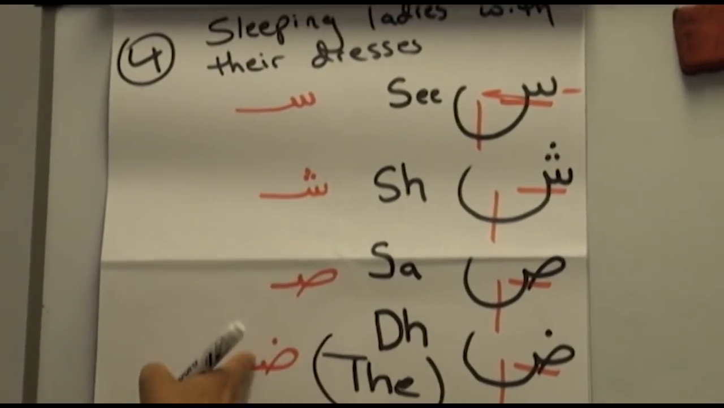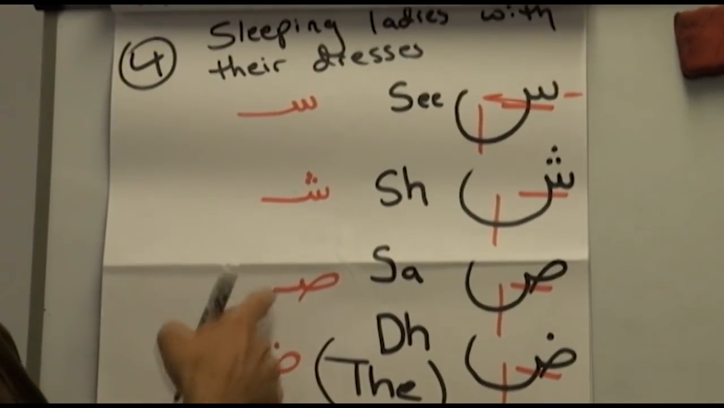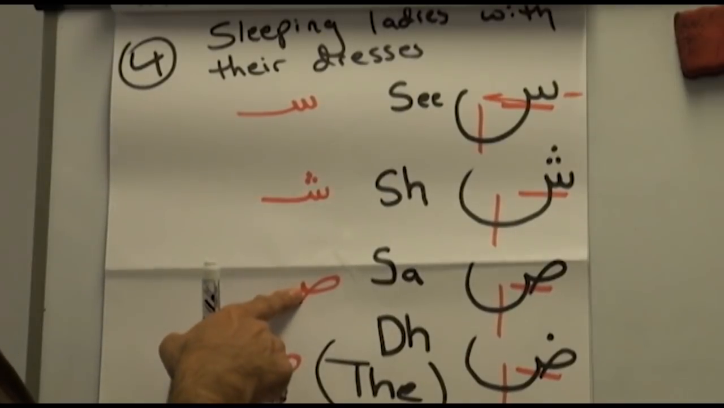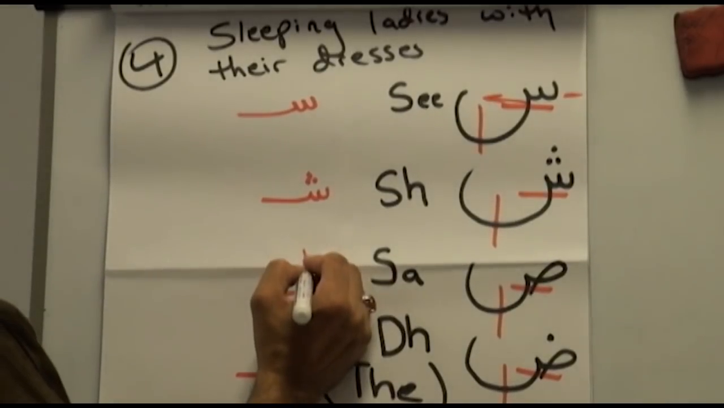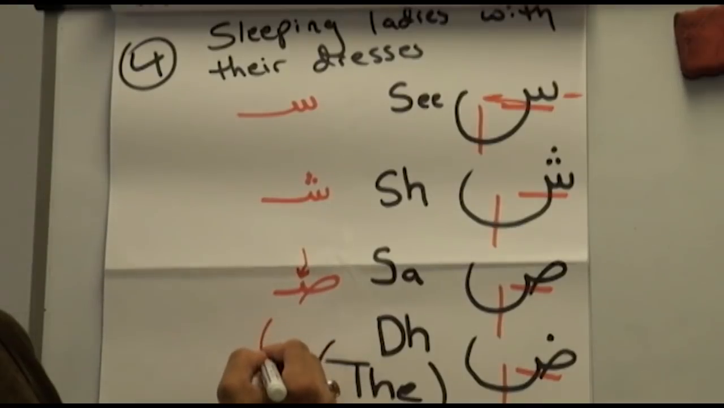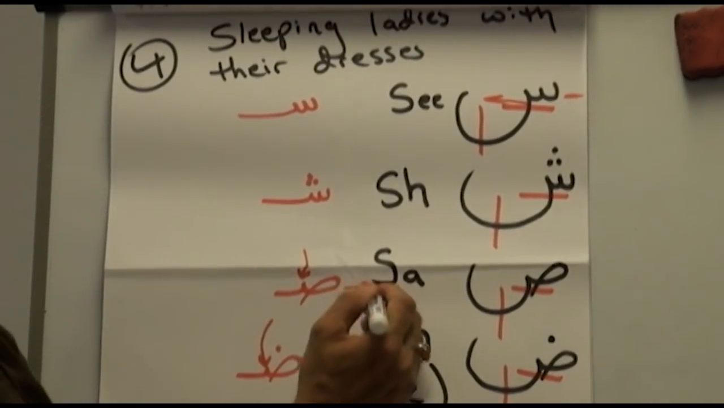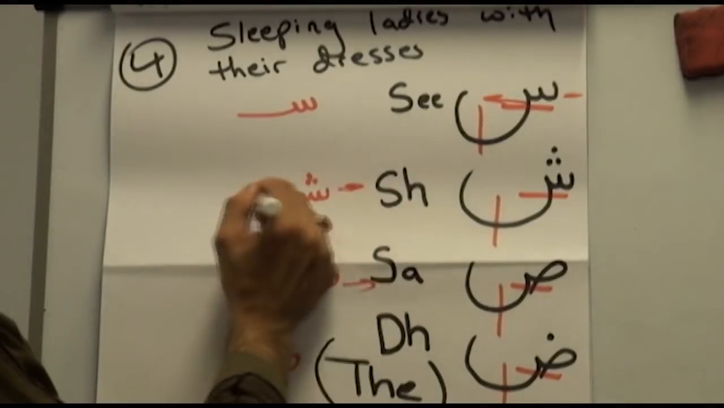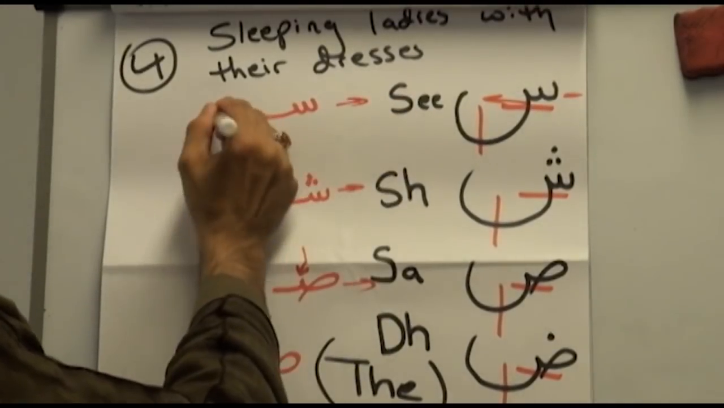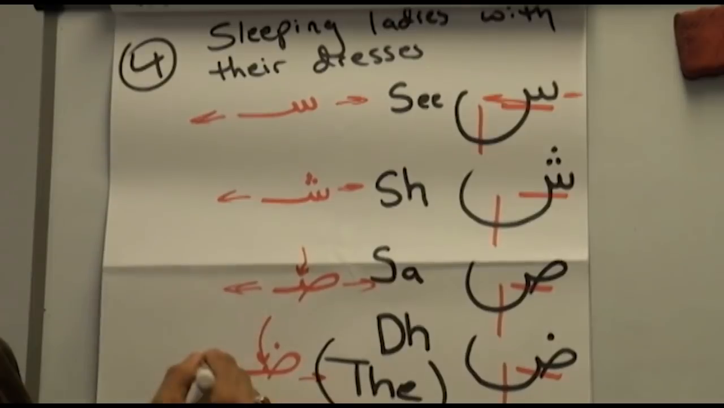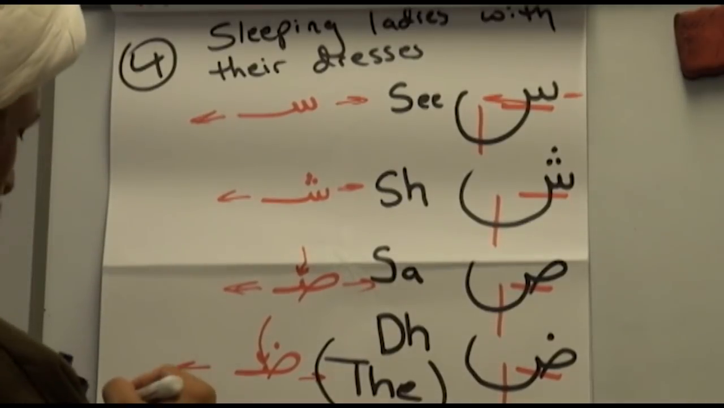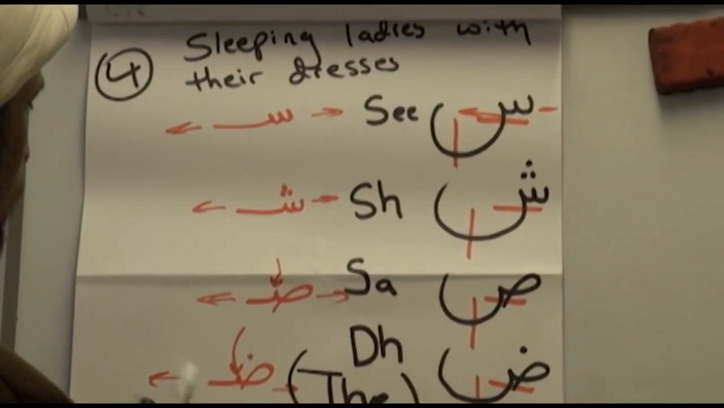Remember this saad and baad, you have to put this twitch, this small notch. It has to be there in saad and in baad. So basically they connect from both sides. Seen also connects from both sides. So now we come to the remaining five letters.